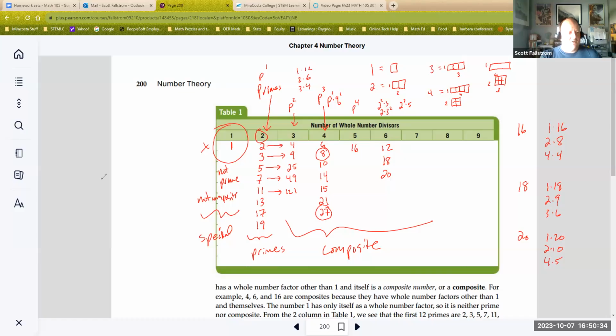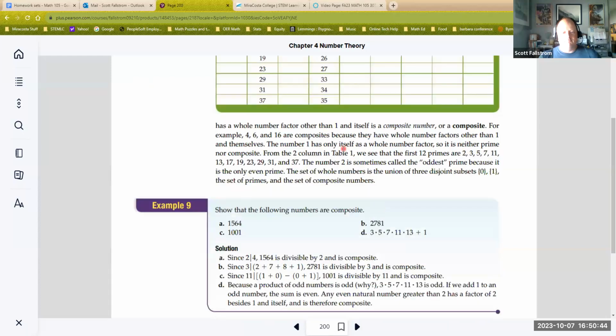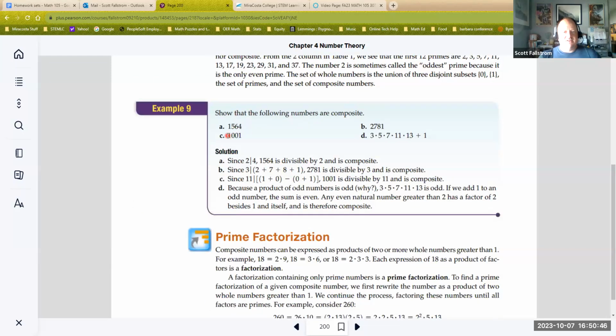Okay. All right, let's move on from there and see how we did. Woohoo! We did all right. Matched all of those. And let's go ahead and keep moving on. So when it says show things that are composite, if you can find something that divides it, it is composite. So like 2 divides it, that works. For 1001, we could use the test for 11. That looks fine. 2781: if I add those digits, they add up to 9 plus 9 is 18. So 3 divides this.